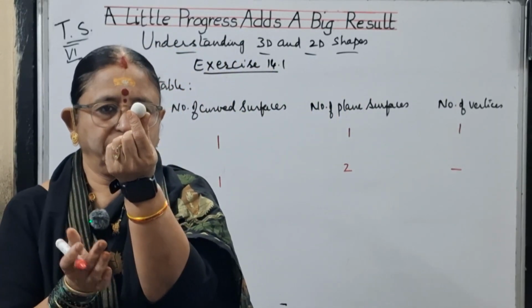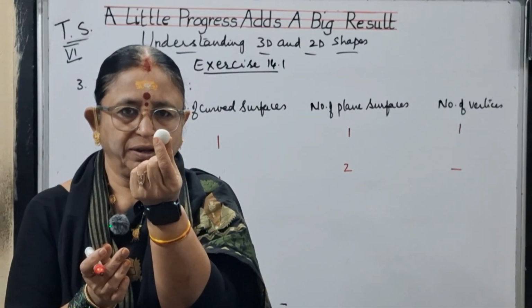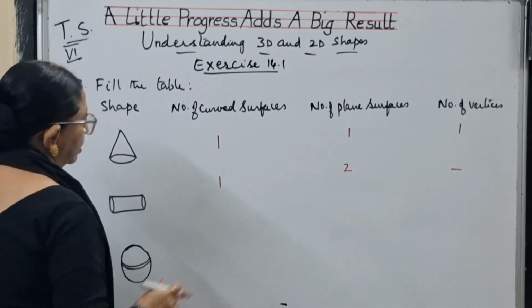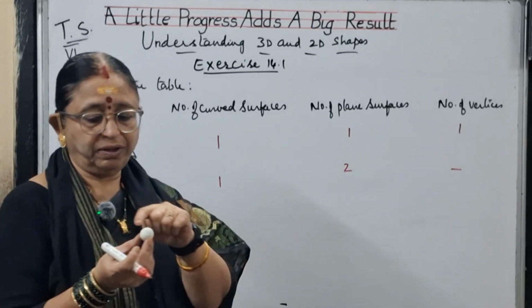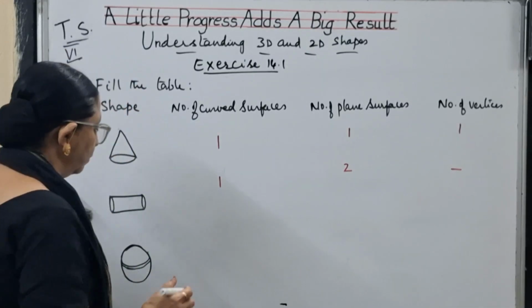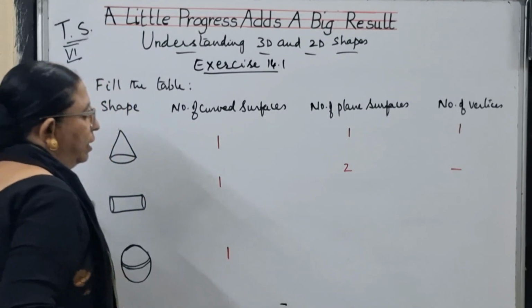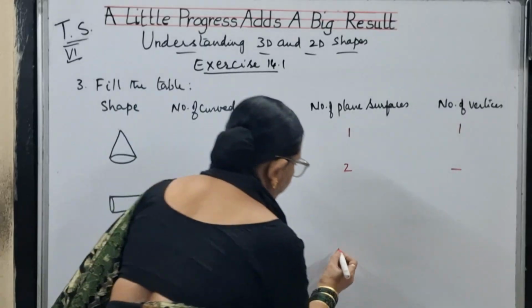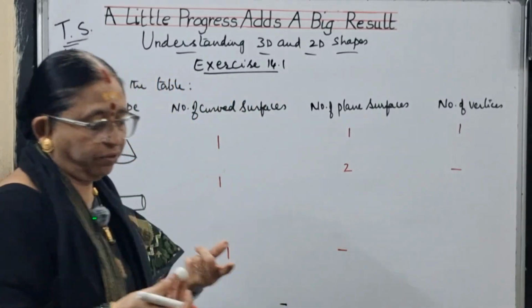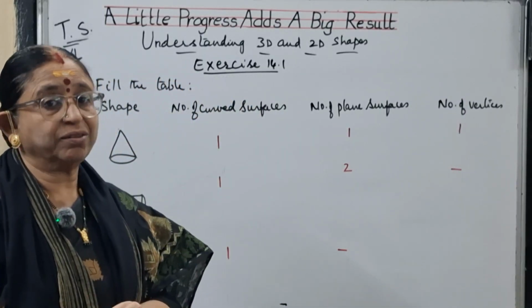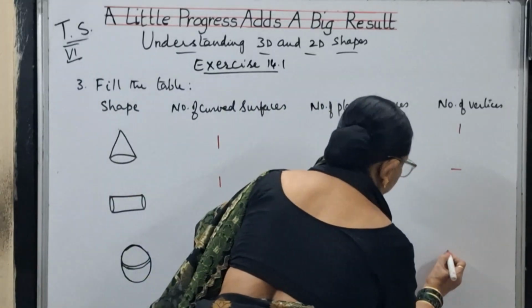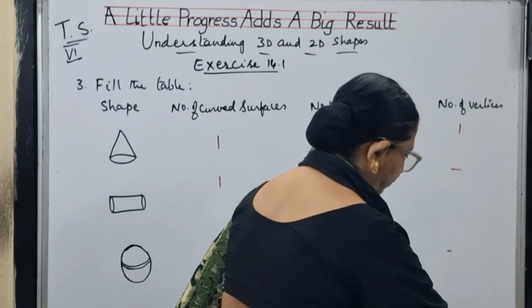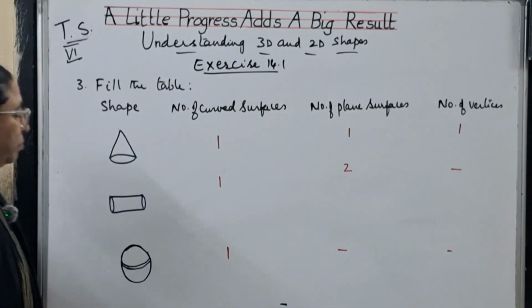This is a sphere, like a ball. In this sphere, do you have a curved surface? Yes, of course. This whole thing is a curved surface. So we will be writing 1. And what are plane surfaces? No plane surface for it. So dash. And of course, when there is no plane and even vertex also is not there, so this is also not there. So this is the answer for the third problem, children. Please note it down.